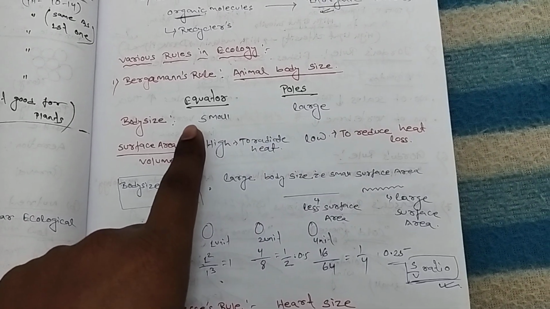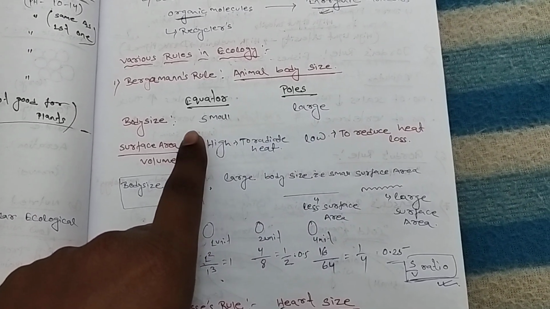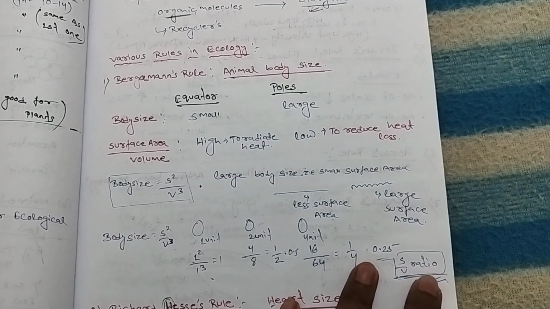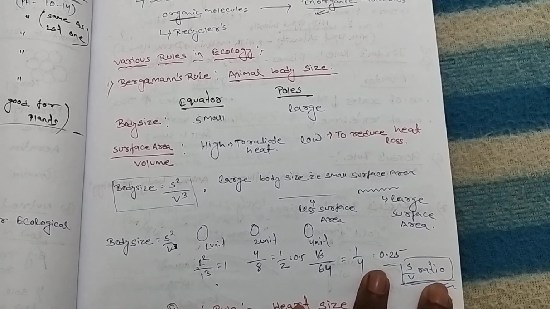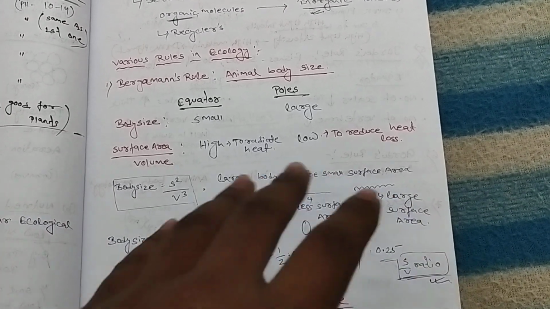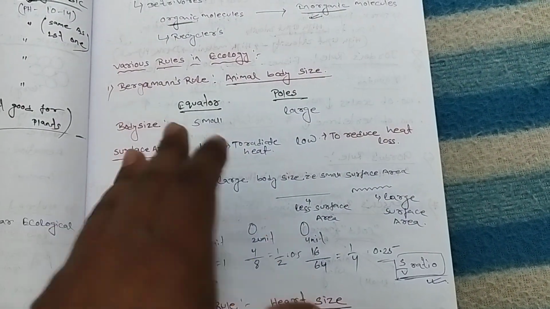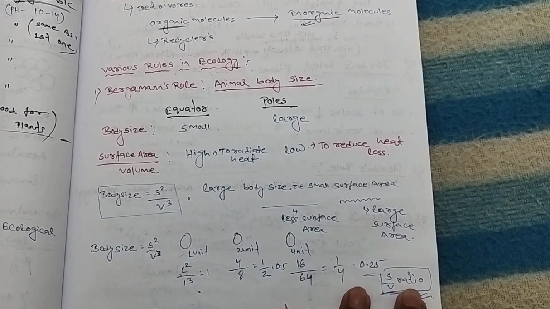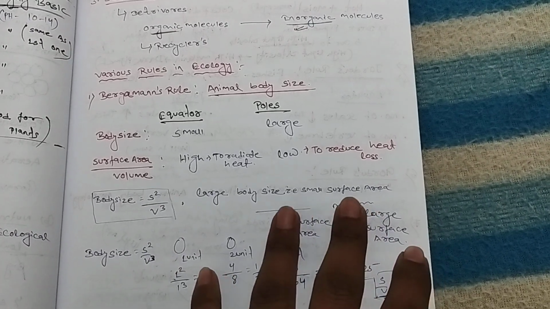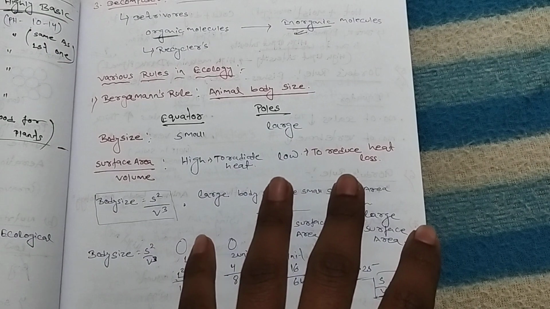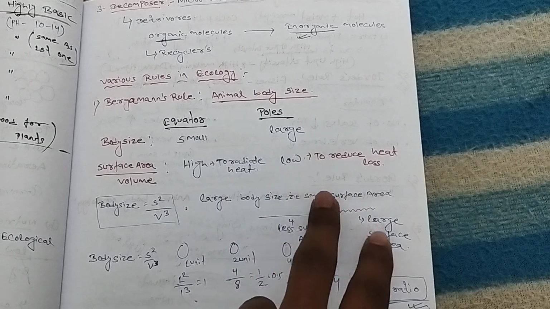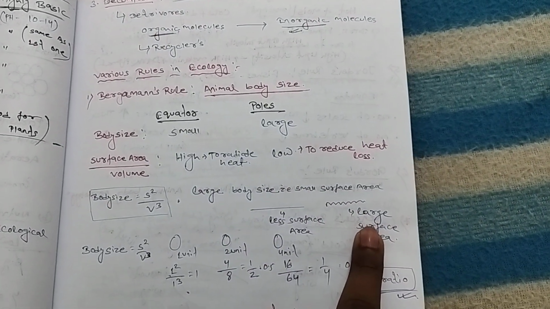The animals which are living in the equator have a small body size, but a high surface area to volume ratio. This is to radiate heat, as we know that in the equator the heat energy is more, so the animals living there have to radiate their excess heat. Whereas the organisms which are living in poles have to conserve the heat energy and reduce the heat loss, so they have a high body size, but a low surface area to volume ratio.